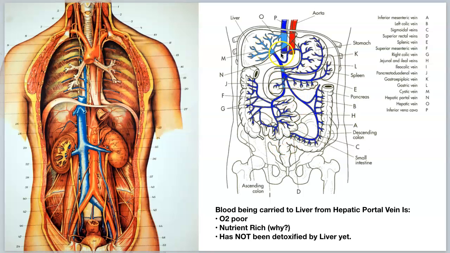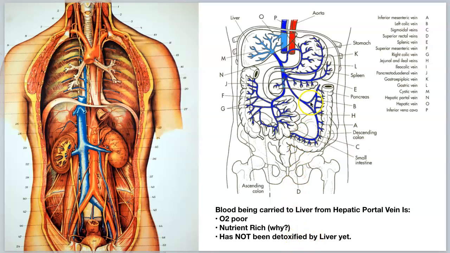Now this hepatic portal vein, this is O2 poor blood. That makes sense. O2 poor blood. This is the blood that's draining, leaving these organs. But it is nutrient rich. Why is it nutrient rich? It is leaving the small intestines. I'll show you that in a second. And all this blood has not been detoxified by the liver.